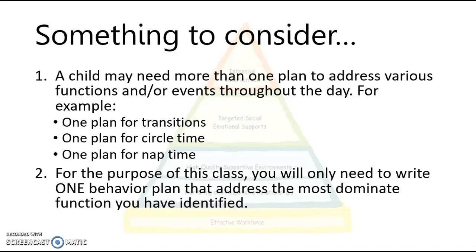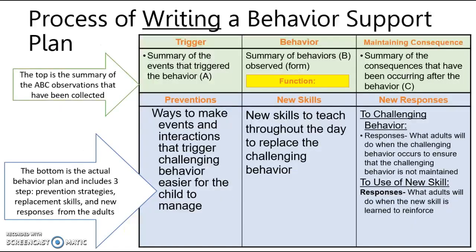For the purpose of this class, though, you're only going to need to write one behavior plan that's going to address the most dominant function that you have identified for the child. When you're doing this in real life, you want to start with what you think you can be most successful in making progress in right away, and then you can build from there.